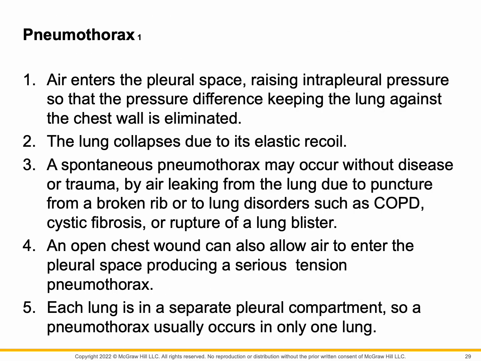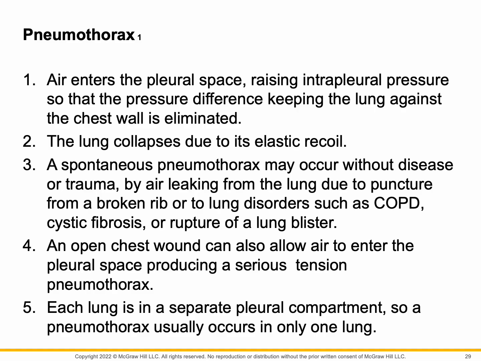In the case of a pneumothorax, this occurs when air enters the pleural space, raising the intrapleural pressure so that the pressure difference keeping the lung against the chest wall is eliminated. This is the area between the lung and the chest wall. This presence of air creates pressure on the lung that causes it to partially or fully collapse, and it's sometimes called a collapsed lung due to its elastic recoil.